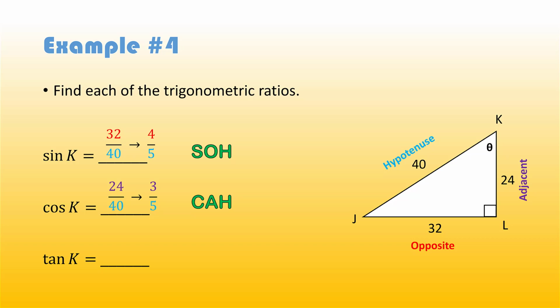And then tangent, that's TOA. So opposite over adjacent. Well, opposite is 32 and adjacent is 24. So that creates our ratio 32 over 24. And we know we can reduce this by 8. 32 divided by 8 is 4, and 24 divided by 8 is 3. So my tangent ratio would be 4 over 3.